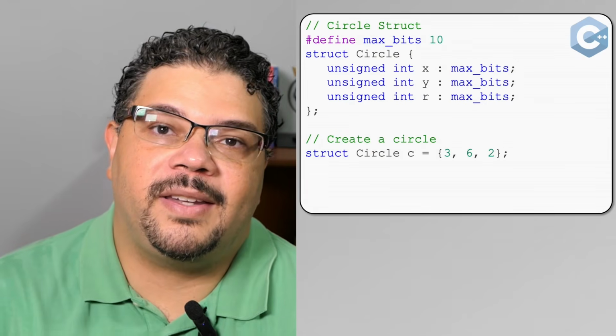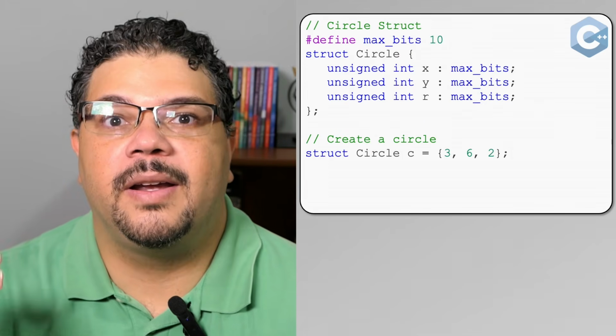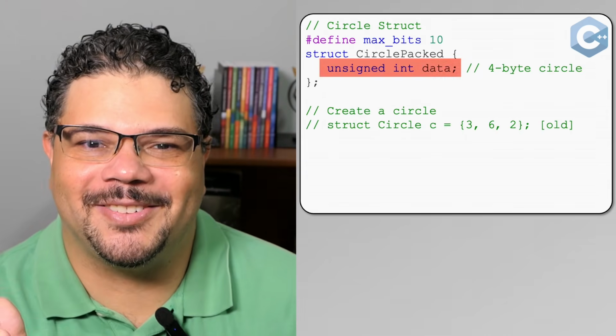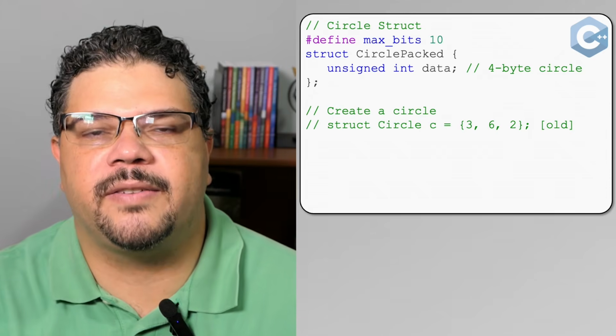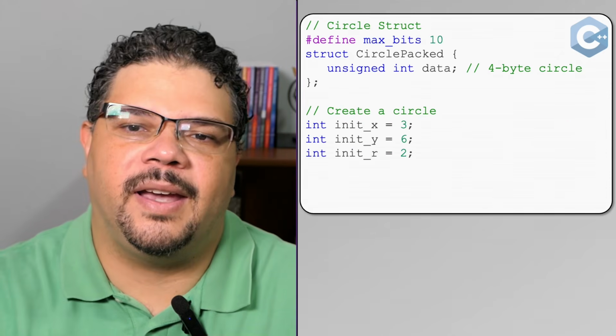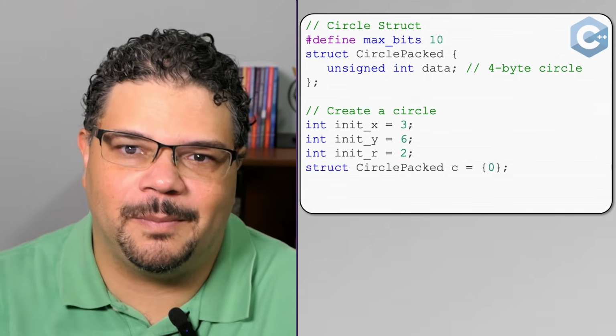Okay, this was effective, but a little too easy for my tastes. Let me show you how to roll your own bit field so you're in full control. We're going to take everything in our circle structure and replace it with just a single integer. This means we can't initialize the values as easily as before, so let's store each of these initial values in their own integer and initialize our circle data value to 0.